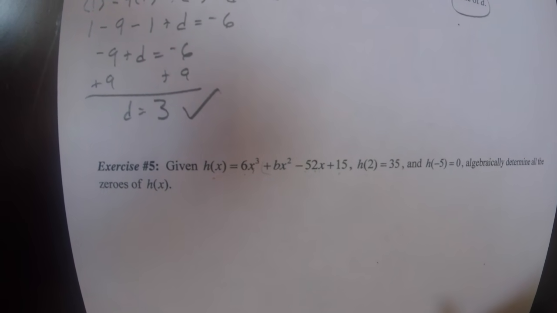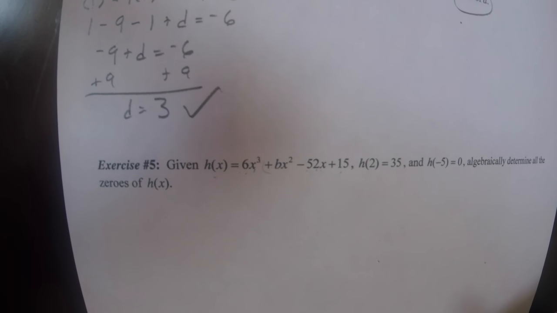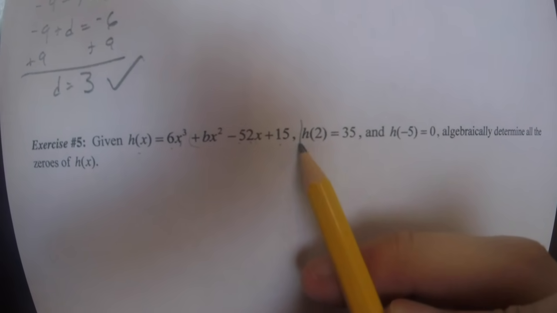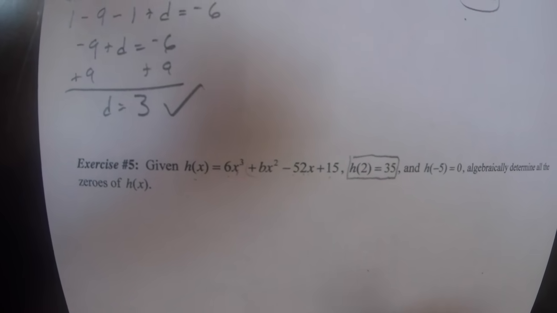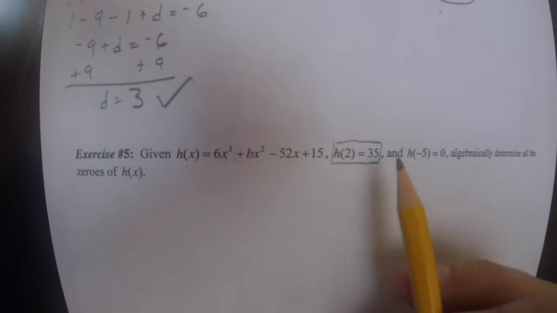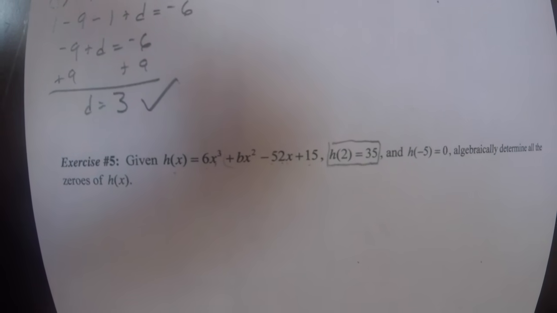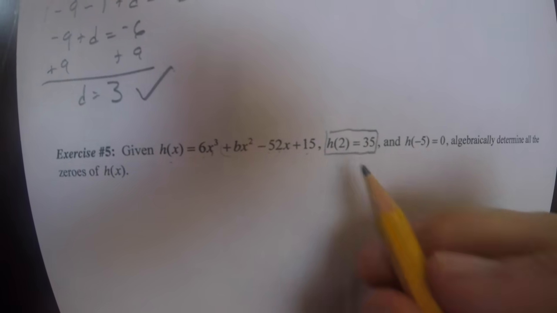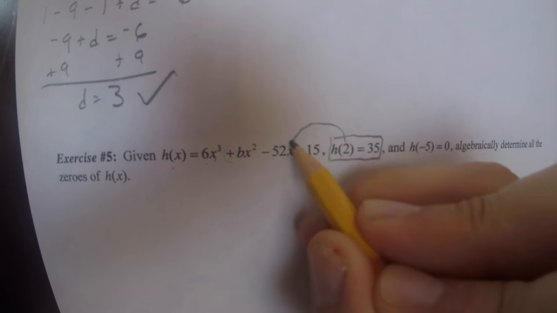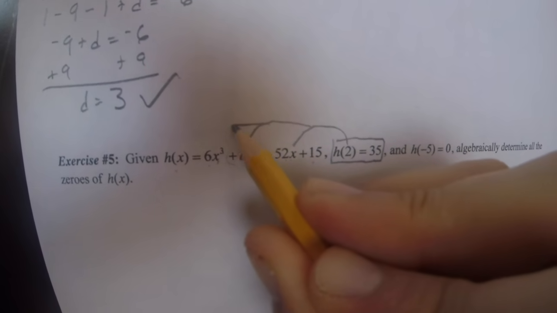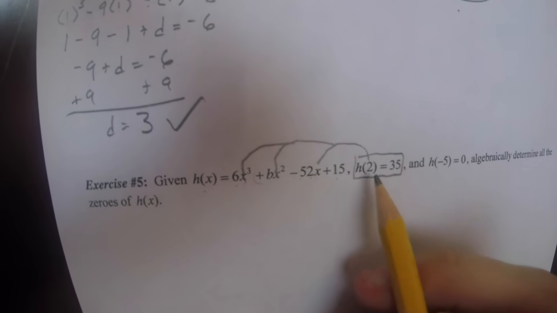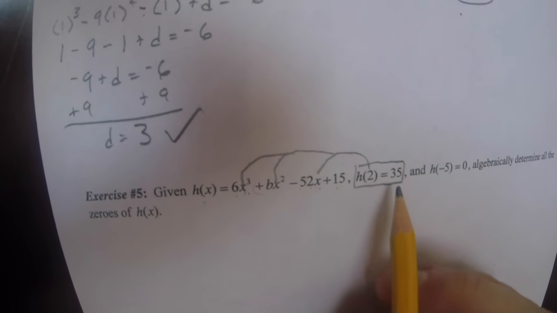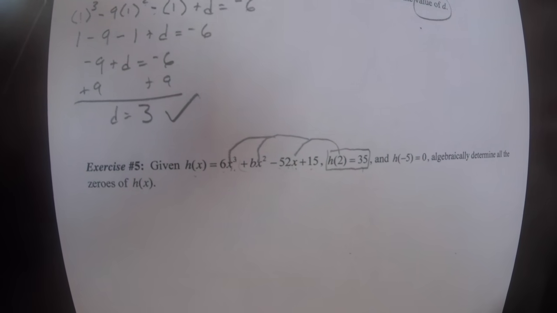Okay, so I could use a couple of different things here. I'm going to use this piece of information because this function's probably going to have more than one zero. This says when I plug in 2 in for x, I get 35. So let's plug in a 2 for x and set that equal to 35. And then we could solve for b.